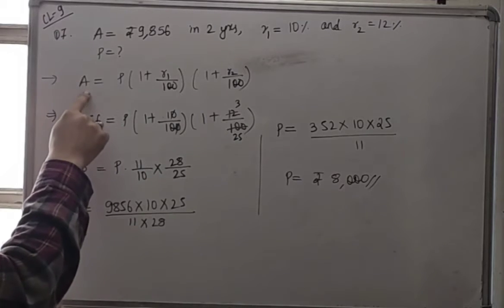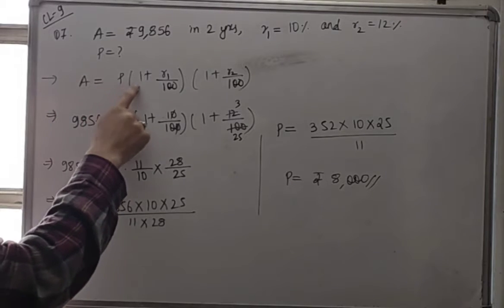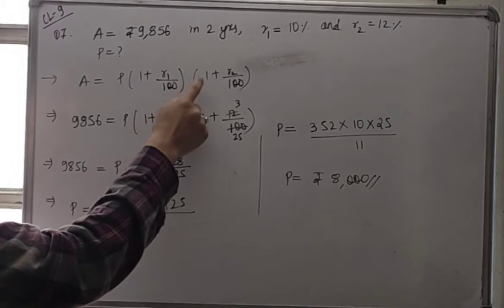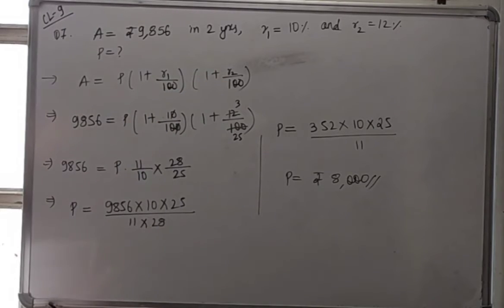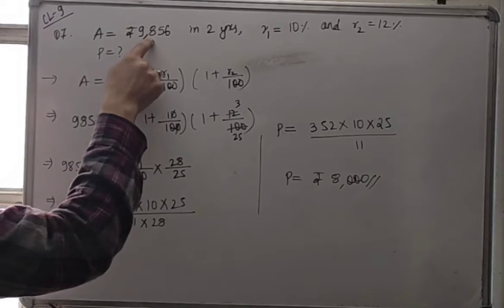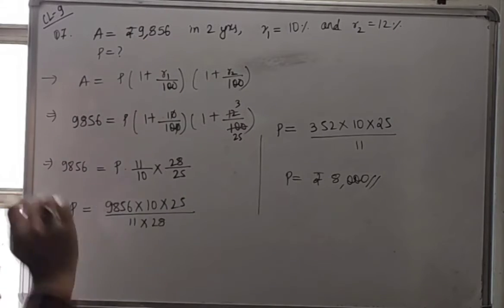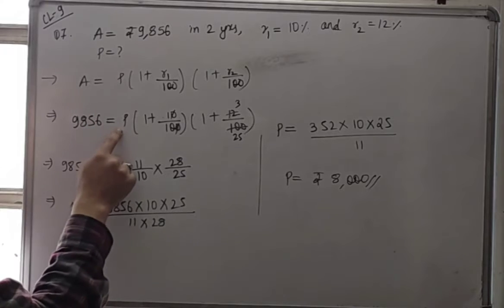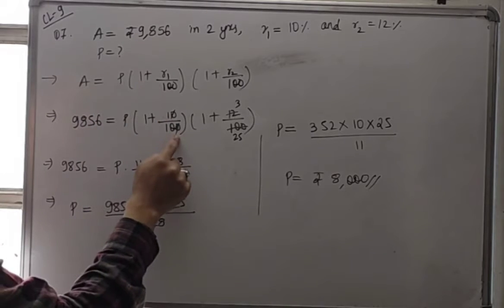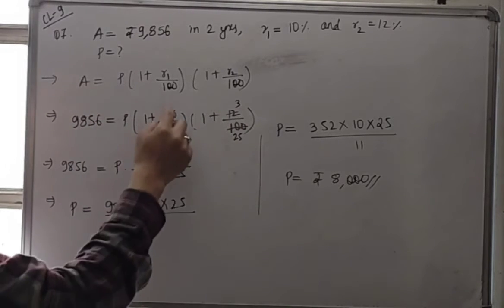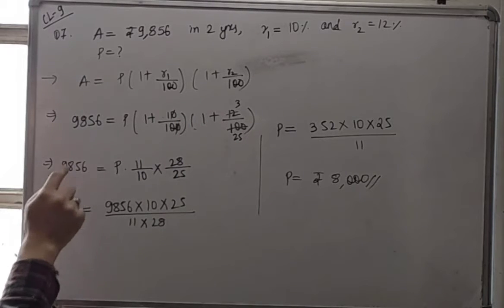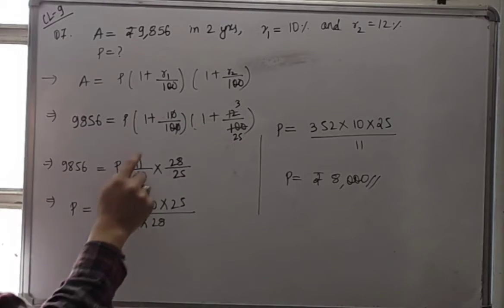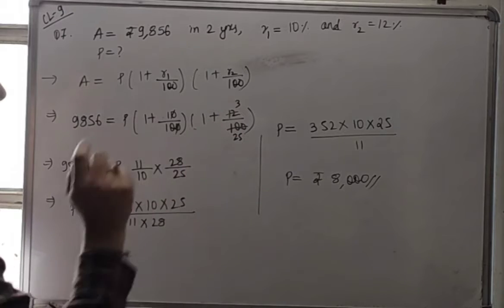For that I'm using the formula: amount equals P into (1 plus R1 by 100) into (1 plus R2 by 100). You know everything out here. Amount you know, R1 you know, R2 you know. You need to find the value of P. So put the values: P into (1 plus 10 by 100) into (1 plus 12 by 100). Cancel it out. You'll be getting 9856 equals P into 11 by 10 into 28 by 25.